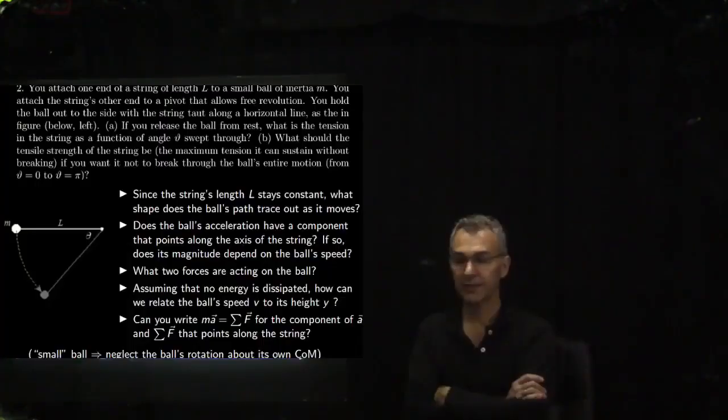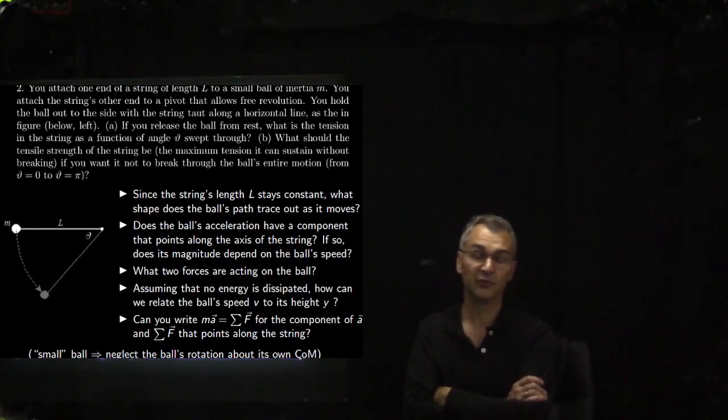I think that's fun. You attach one end of a string of length L to a small ball of mass m. You attach the string's other end to a pivot that allows free revolution. You hold the ball out to the side with the string taut along a horizontal line, as in the figure. If you release the ball from rest, what is the tension in the string as a function of the angle theta swept through? Whoa. What should the tensile strength of the string be?